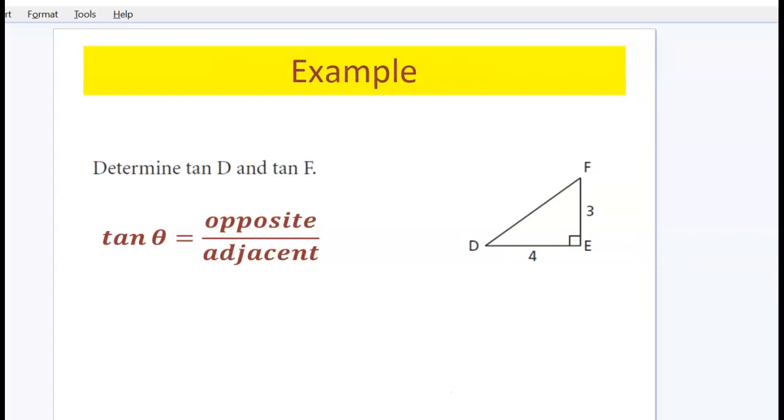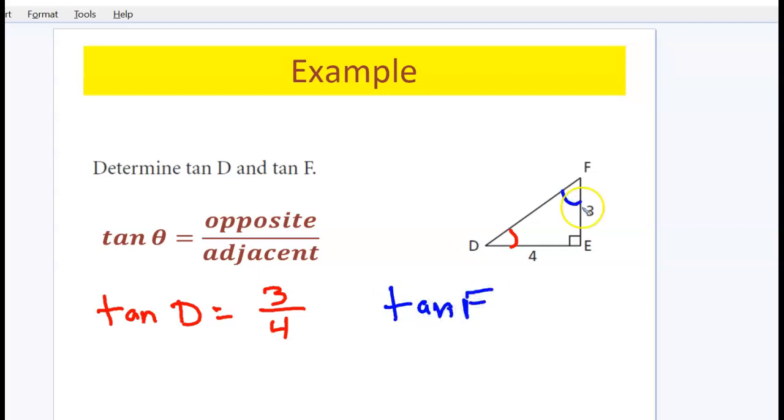All right, in this example, we want to determine the tan D ratio and the tan F ratio. So again, tan of any angle is opposite over adjacent. So to find the tan of angle D, here's angle D. The opposite side of D is 3, the adjacent side is 4. To figure out the tan of angle F, now there's my angle. The opposite side is 4. The adjacent side would be 3. So again, opposite and adjacent will change depending on which acute angle you choose.